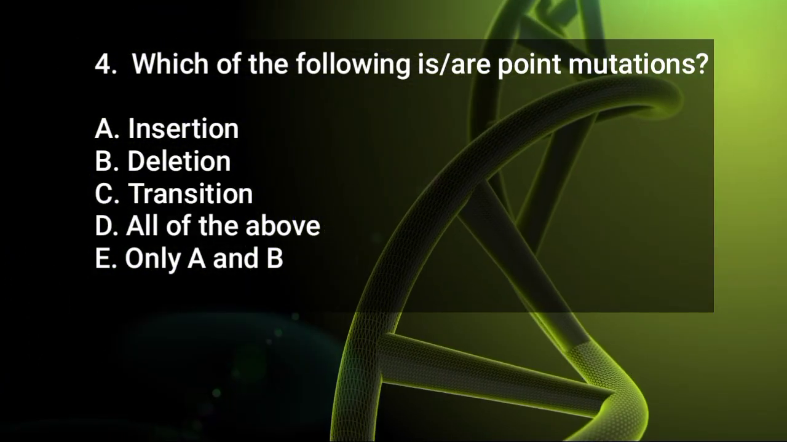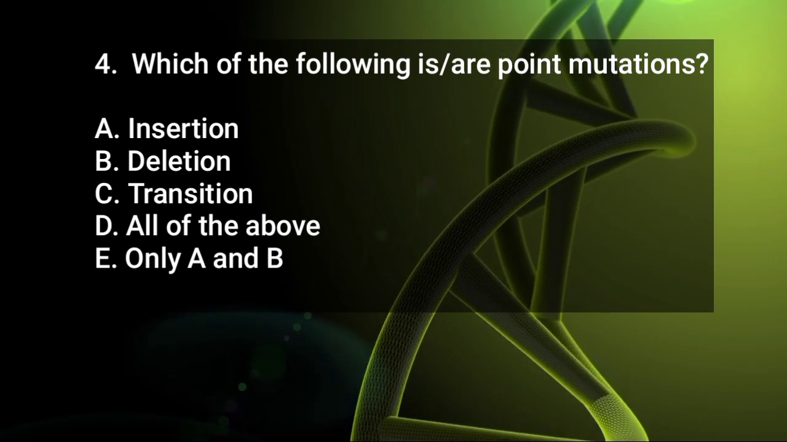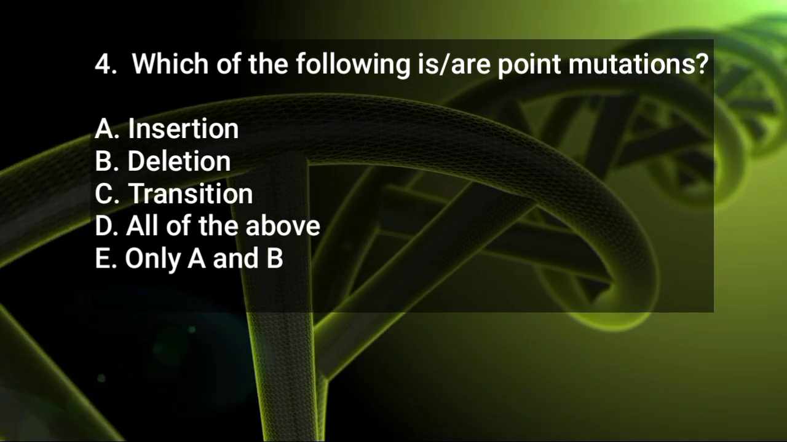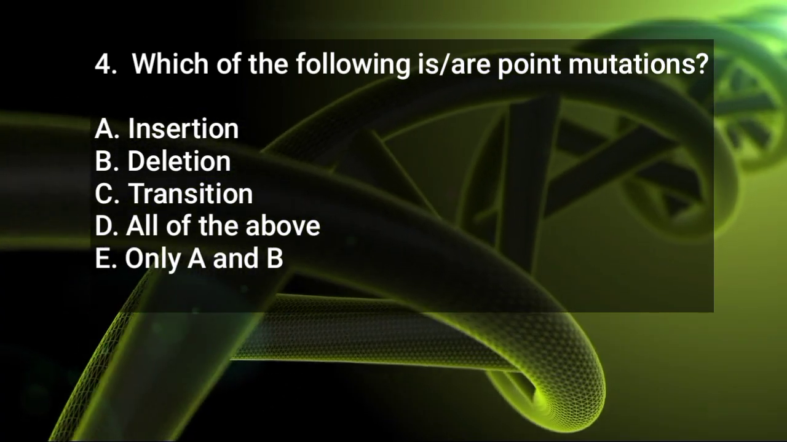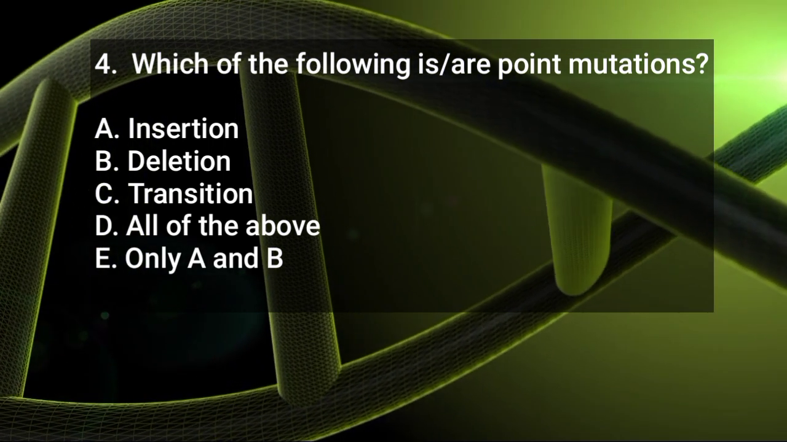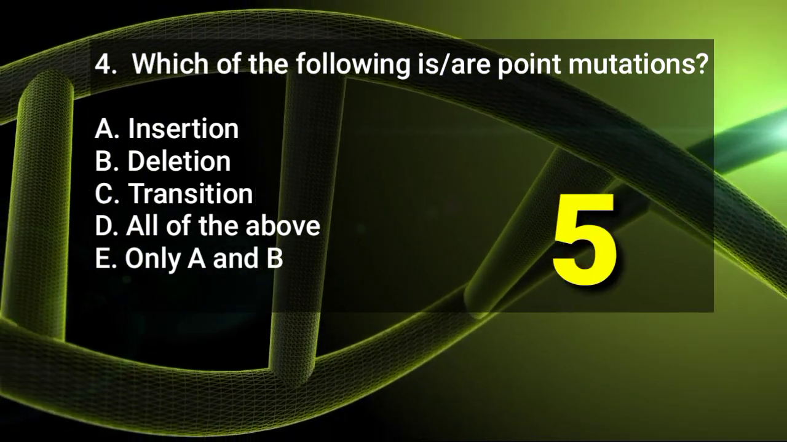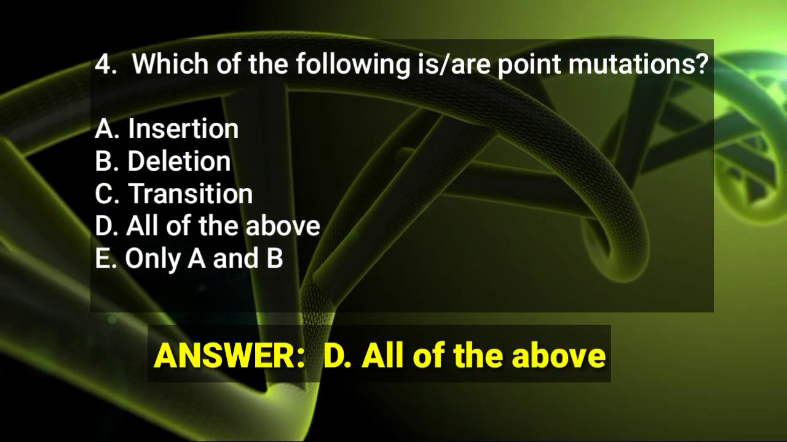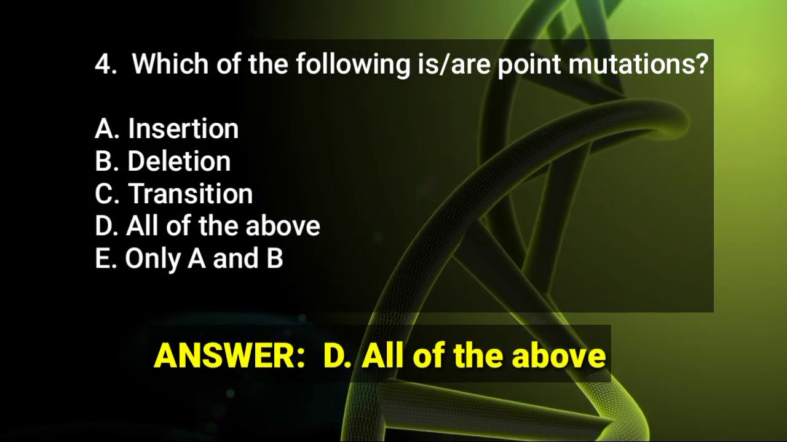Question number 4. Which of the following is or are point mutations? A. Insertion. B. Deletion. C. Transition. D. All of the above. E. Only A and B. Answer: D. All of the above.